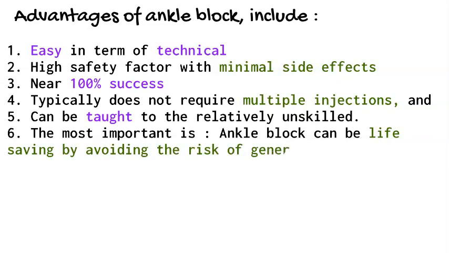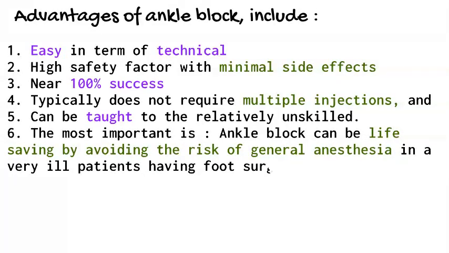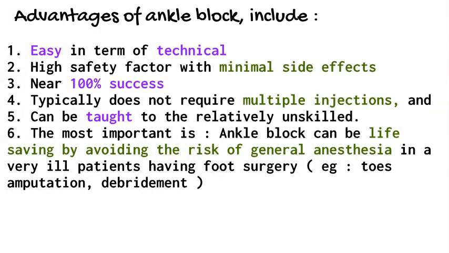Number 6. The most important is ankle block can be life-saving by avoiding the risk of general anesthesia in very ill patients having a foot surgery. Example, toe amputation, debridement.